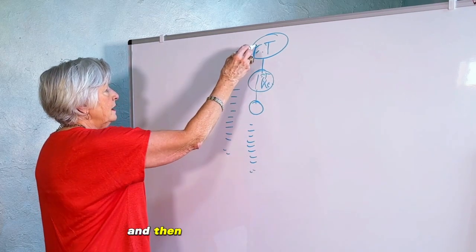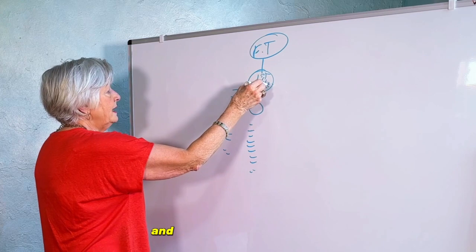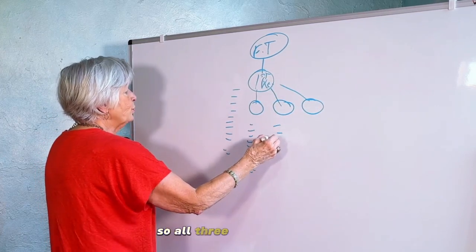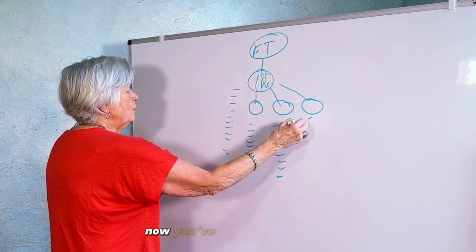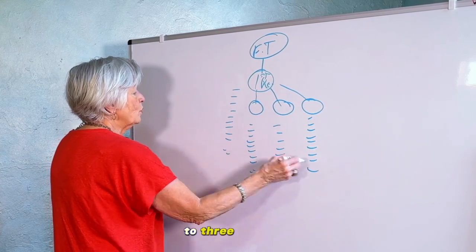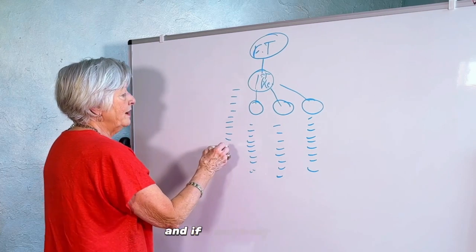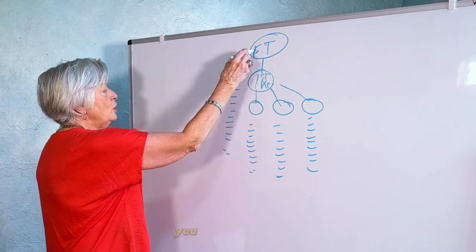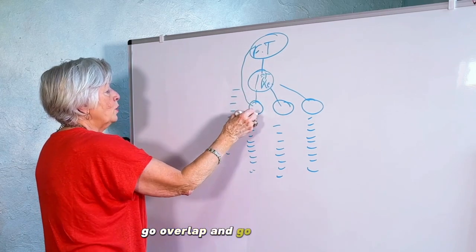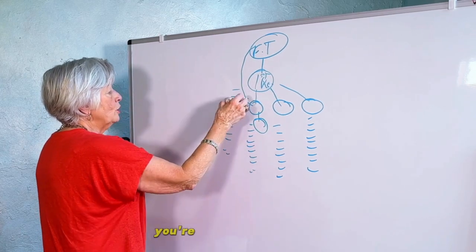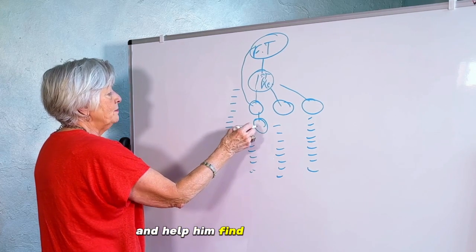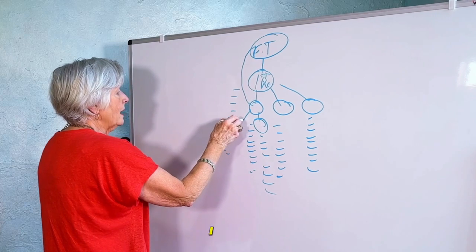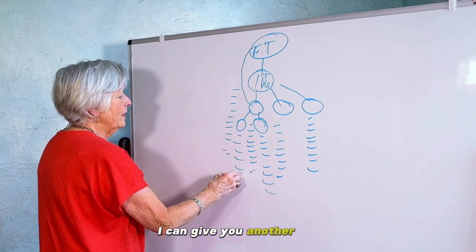And then you take this person again, and he finds another recruit. We want to get them 3 right away. So all 3 give you a list. Now you've gone from 1 list to 3 more lists. Now there's 25, and if everybody did 25, there's 100 names. But guess what? You, the field trainer, go overlap and go with this one and help him. You're going to take that list and help him find another person. And there's another list. And then this one says, oh, I like this, here's another one. I can give you another list.